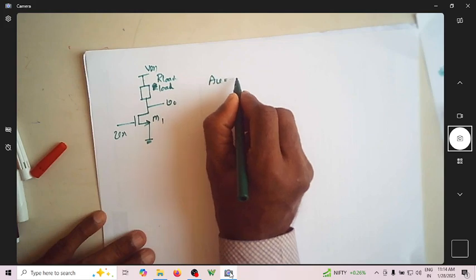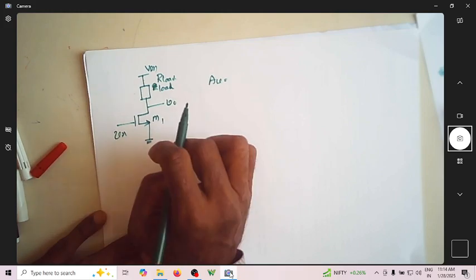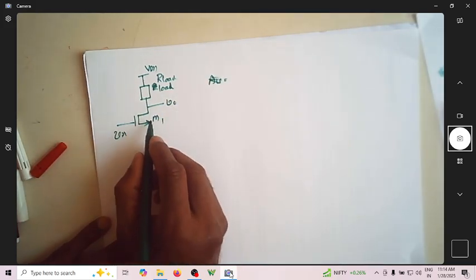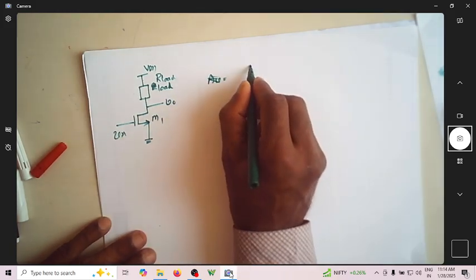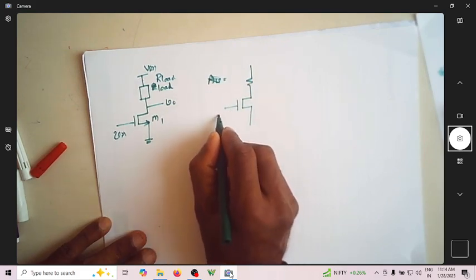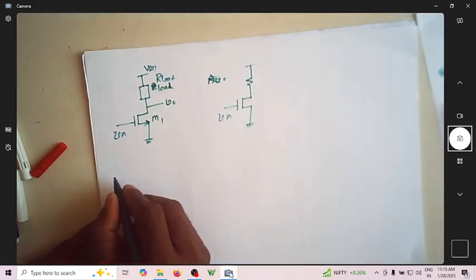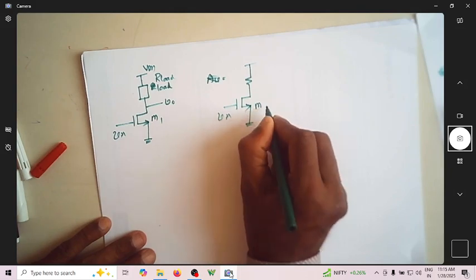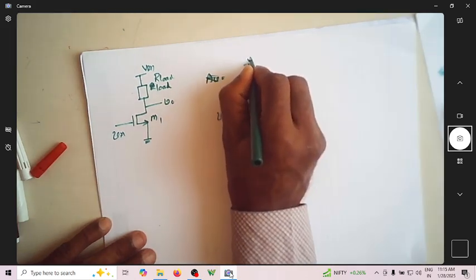So AV is now equal to, I can rewrite. Okay, what I'll do now is, what are the possible circuits you can think of? The circuit I can think of is, first, this. This is V in. Let me say it is a resistive load. So this is M1, this is V0, this is RD, this is VDD.